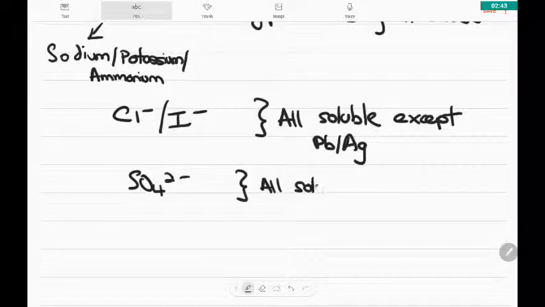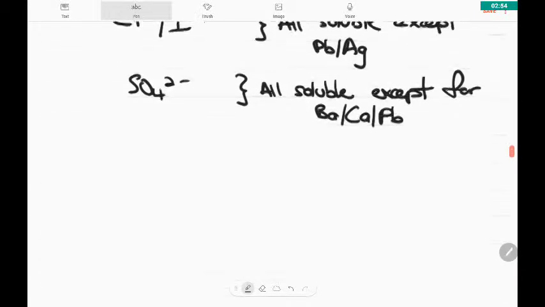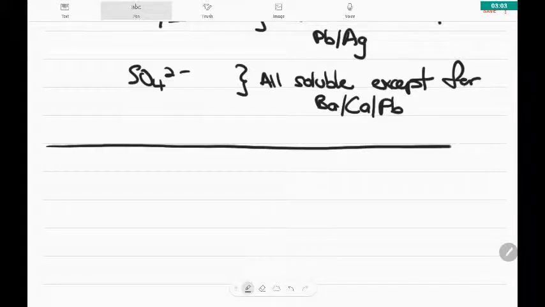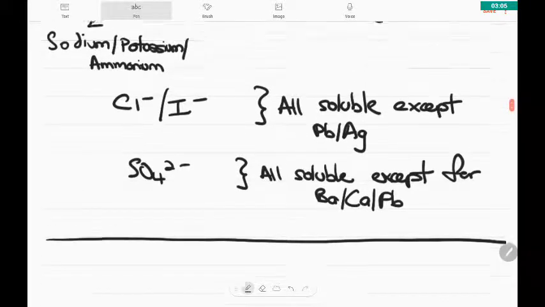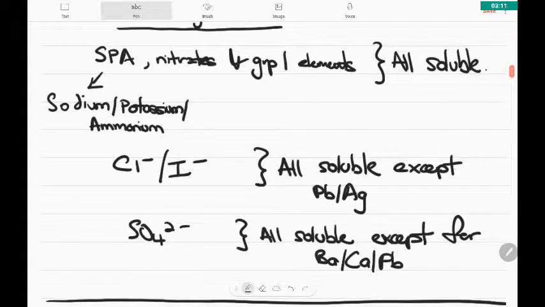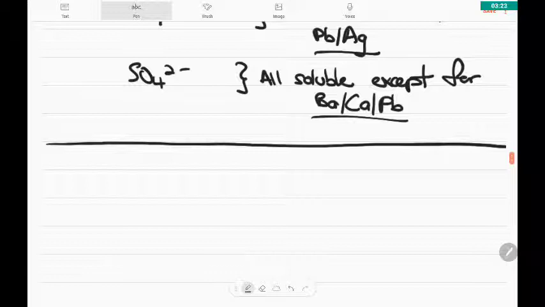Okay, next will be sulfates. Similarly, all sulfates are soluble except for barium, calcium, and lead. So same idea here. For sulfates, any sulfates are soluble except for barium sulfate, calcium sulfate, and lead sulfate. Okay, now I will draw a line. So what we've talked about so far are this. The SPA salts, nitrates, group 1, they are all soluble. Chlorides, iodides, all soluble except lead and silver. For sulfates, all soluble except this. So far so good.